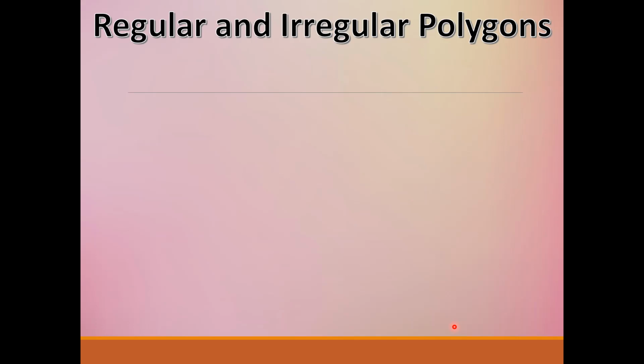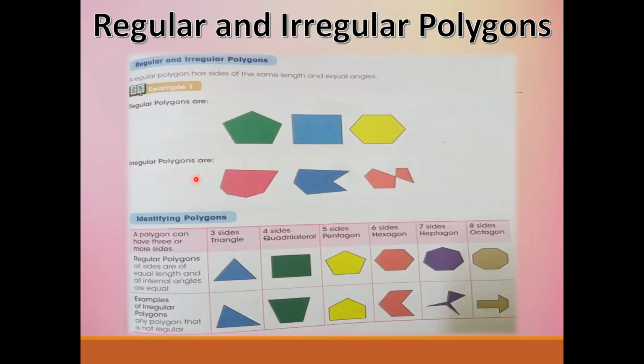So we are going to talk about regular and irregular polygons. Now in this example, we have right here the examples of regular polygons. All right, and we have irregular polygons. So notice that their sides are not equal. Now identifying polygons. So we can have here 3 sides, we call it triangles. All right, and we also put them into groups, which is regular and irregular.